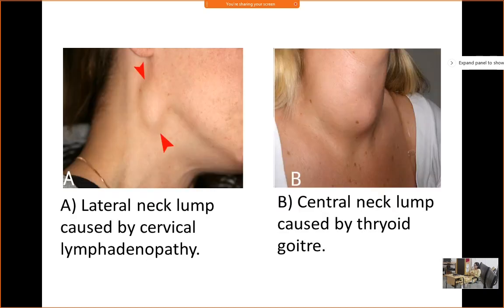These are the pictures where you can see in the first picture A, there's a lateral neck lump which is caused by cervical lymphadenopathy, whereas in the other one you can see it's a completely different one. It involves the anterior compartment of the neck, or the central portion. So although both are neck swellings, you can make out there is a huge difference. One is a cervical lymph node enlargement, and the other one is definitely your thyroid gland or a goiter.